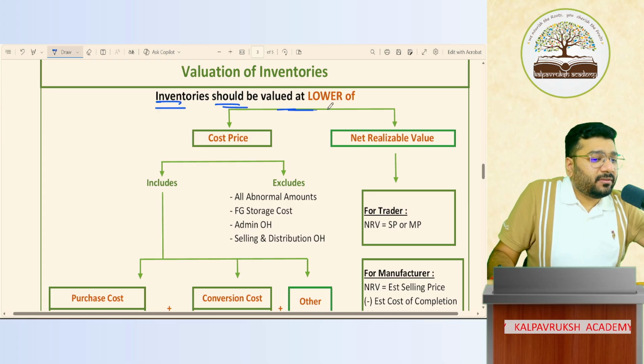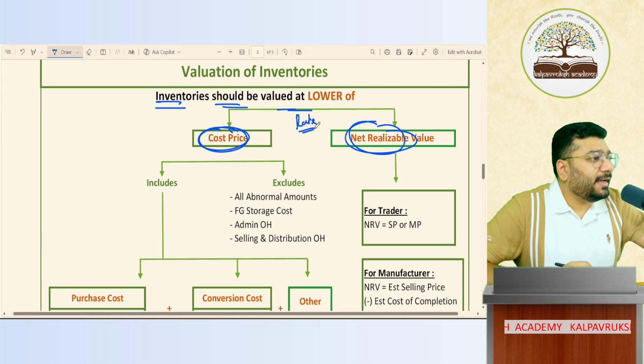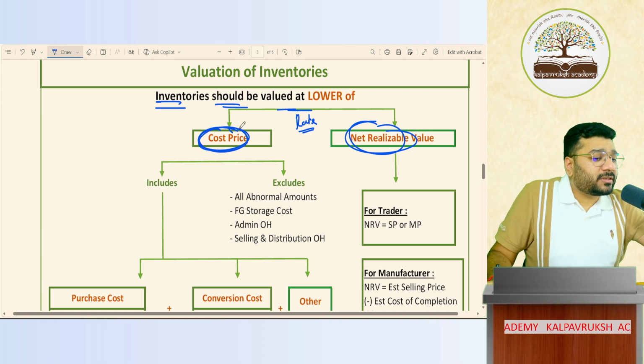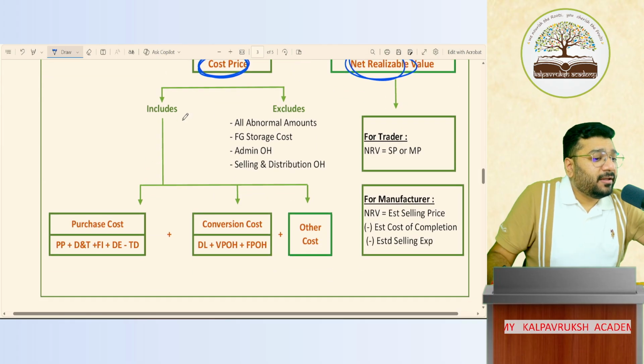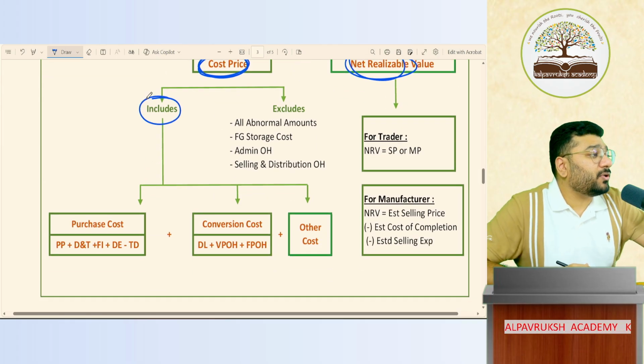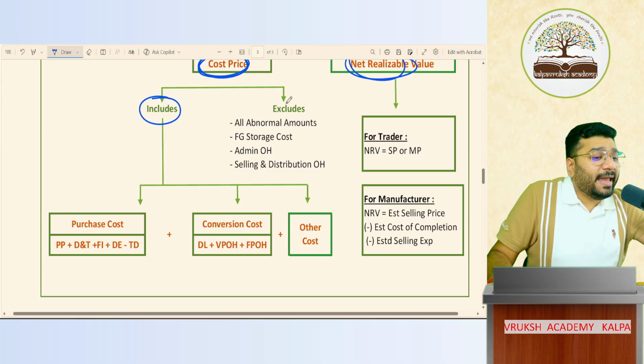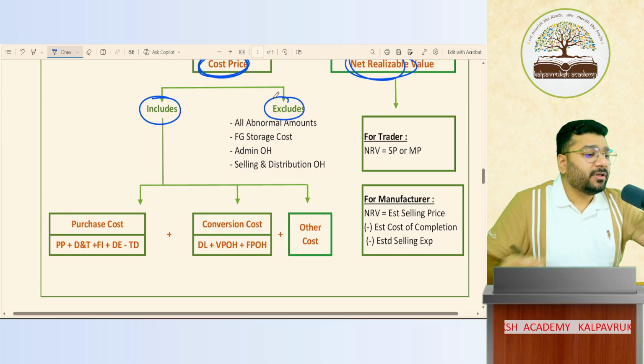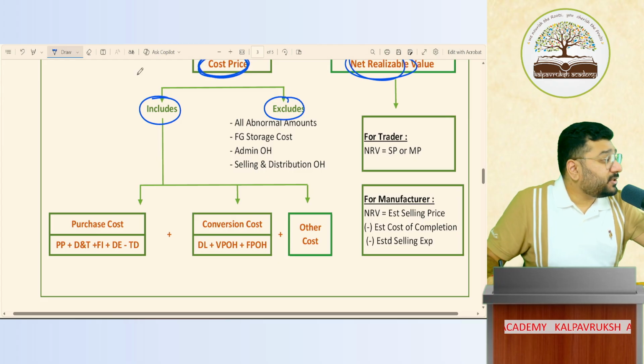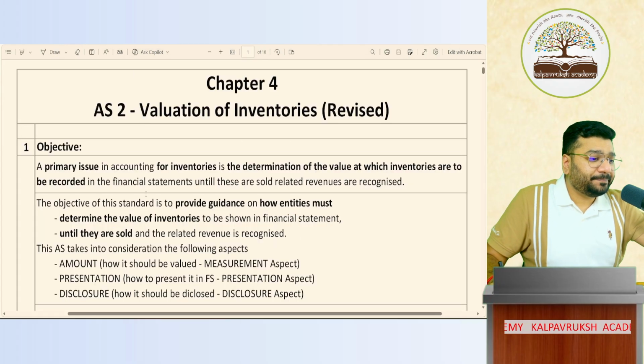Inventory should be valued at lower of cost price or NRV. Cost price or NRV becomes your rate. Now, how do we calculate the cost? So Accounting Standard 2 says that there are some things which are included in the cost of inventory and some things should be excluded from the cost of inventories. So this is a chart, okay? From the chart, I'm coming back to theory.